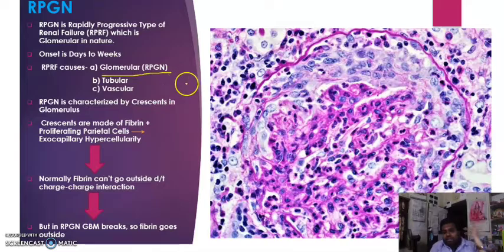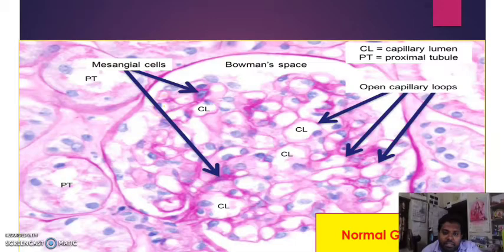RPGN is characterized by crescents in the glomerulus. Now let's get back to this picture. This is the normal glomerulus, where you have a Bowman space. This space is empty. This is Bowman space. And these empty things are all capillaries. Between capillaries there are mesangial cells.